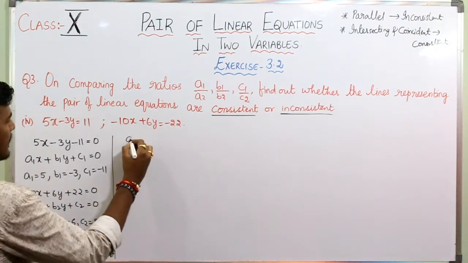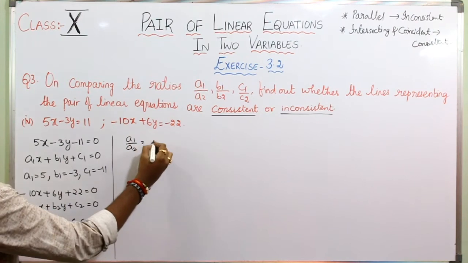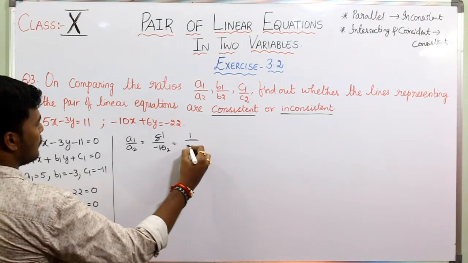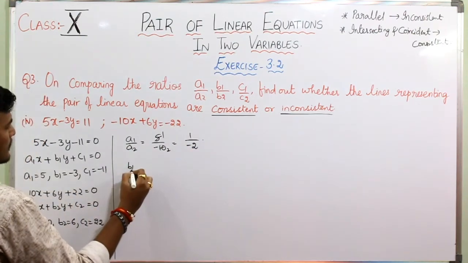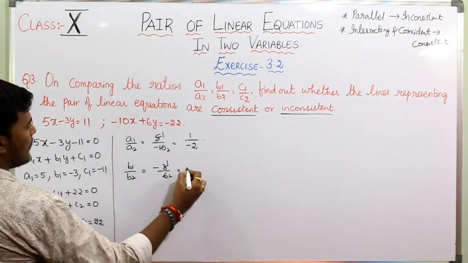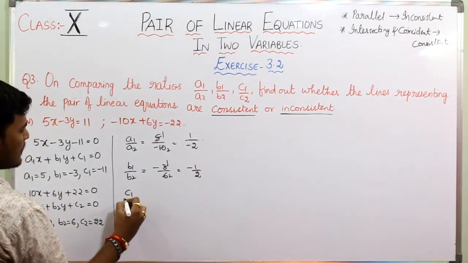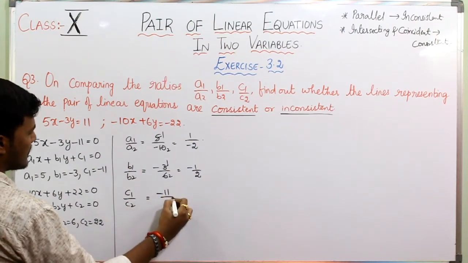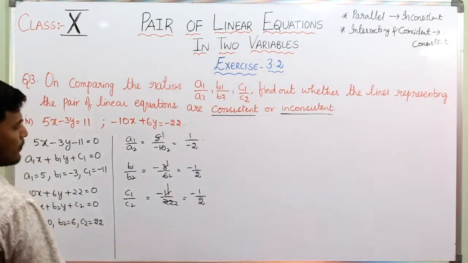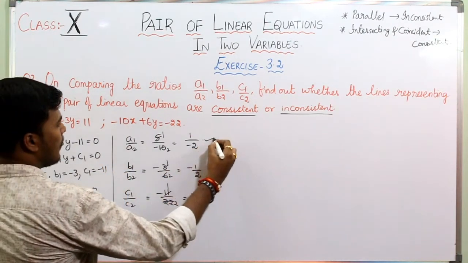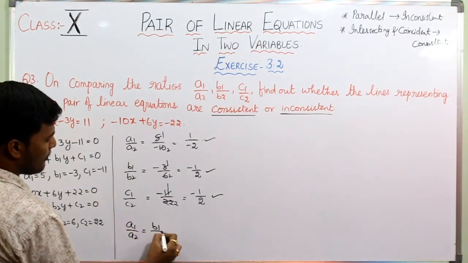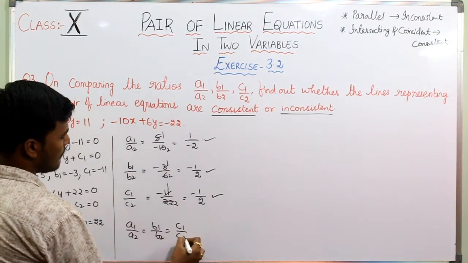Now let us take a1 by a2, which is equals to 5 by minus 10, that is nothing but 1 by minus 2, right? Next b1 by b2, which is equals to minus 3 by 6, which is nothing but minus 1 by 2 again, and c1 by c2, which is nothing but minus 11 by 22, 11 ones, 11 twos, again we got it as 1 by 2. So very clearly we can see that all the three are equal, that is a1 by a2 is equals to b1 by b2 is equals to c1 by c2.